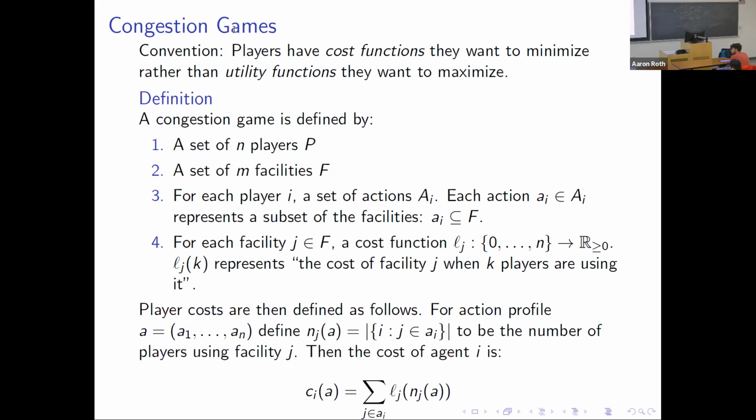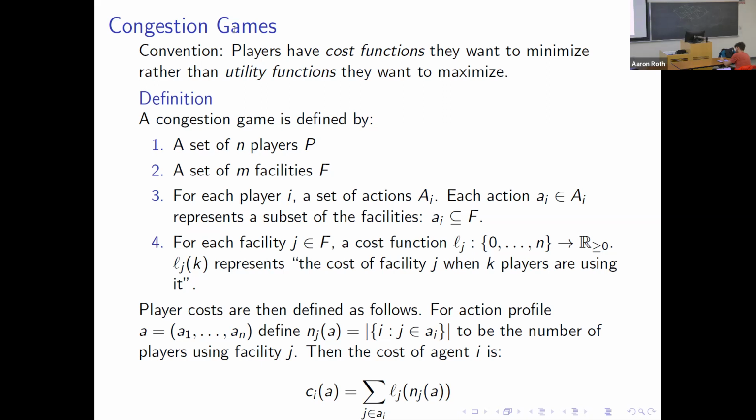Okay, and so finally, what are the utility functions for the players? Or since we're going to be talking about costs, what are the cost functions for the players? So remember, what we need to specify is the cost for each player as a function of the choice of action for themselves as well as for all of the other players, as a function of the choice of action of all of the players.